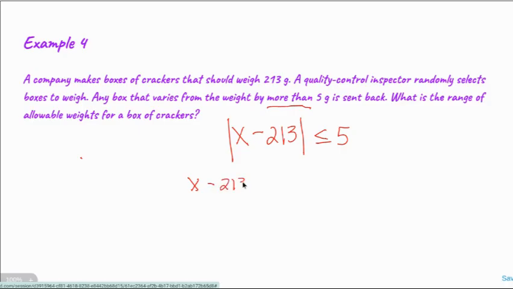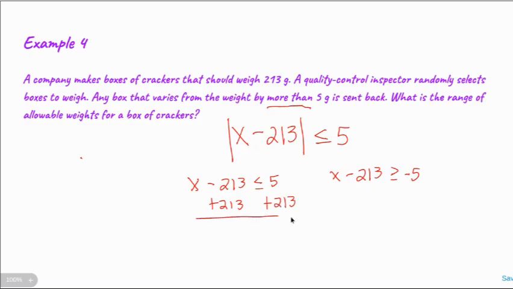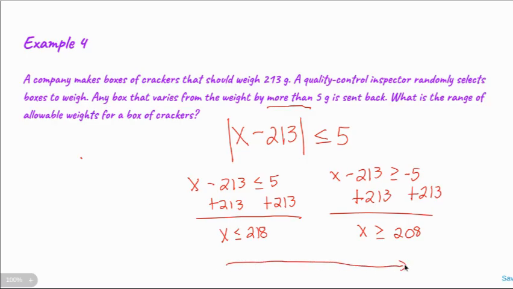X minus 213 is less than or equal to 5. And then X minus 213 is greater than or equal to negative 5. We'll add 213. And this first one, we get 218. So it has to be less than 218, or equal to, I should say. And then negative 5 plus 213 is 208.